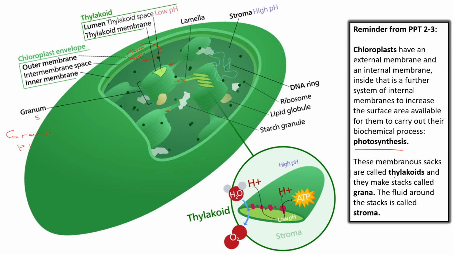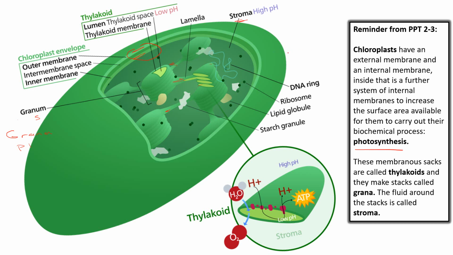So we've got here the names thylakoids, grana, and the fluid around the stacks is called the stroma. Just here is the liquid that it's inside. If inside the cell we'd say cytoplasm, in here it's the stroma.